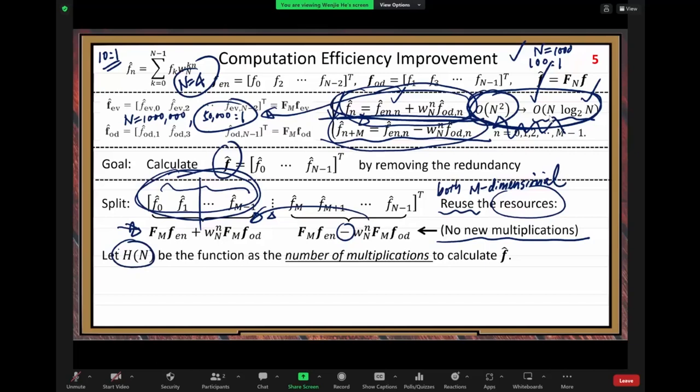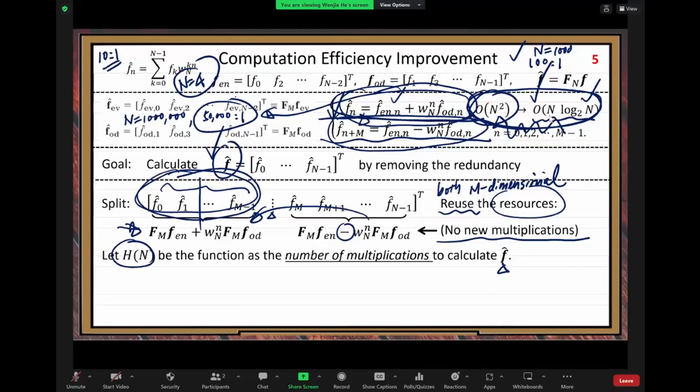Let the H function, H of capital N, be the number of multiplications to calculate this frequency vector. This is the frequency vector, the goal. Remember the goal vector for our discrete Fourier transform. So here we want to get an expression of this H function. We define this function, and we want to derive a recurrence relation for it.